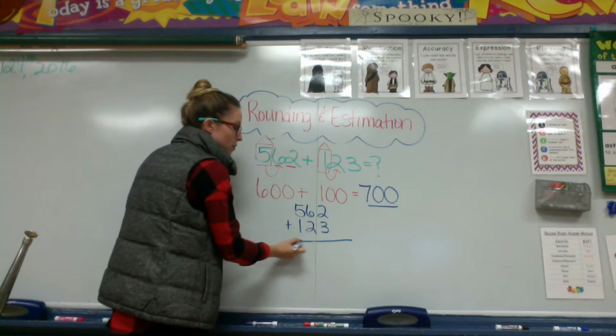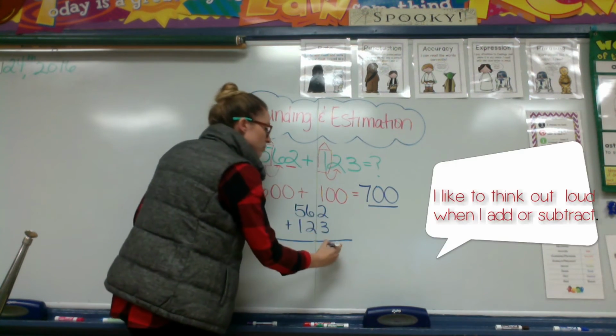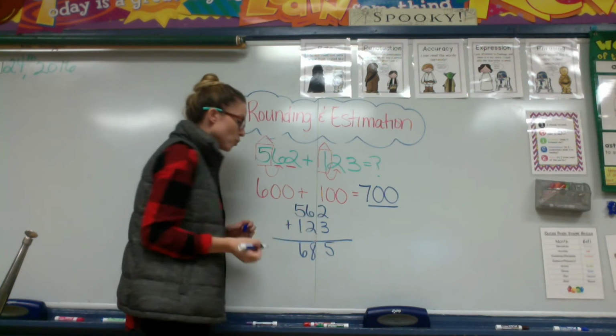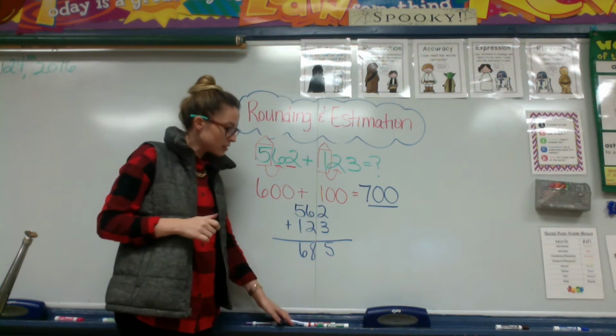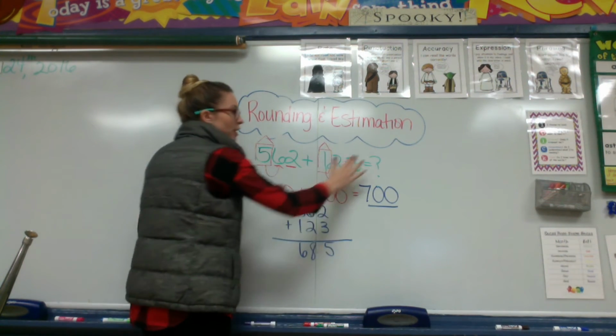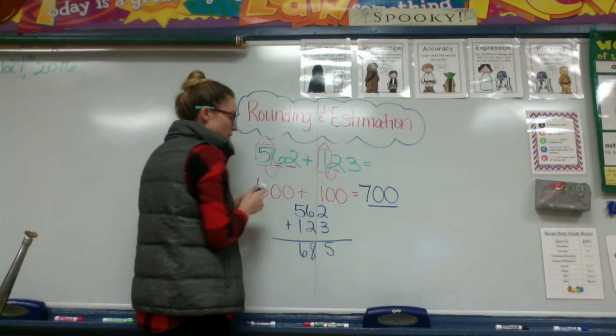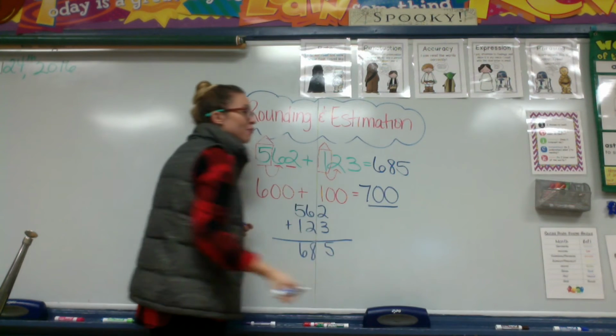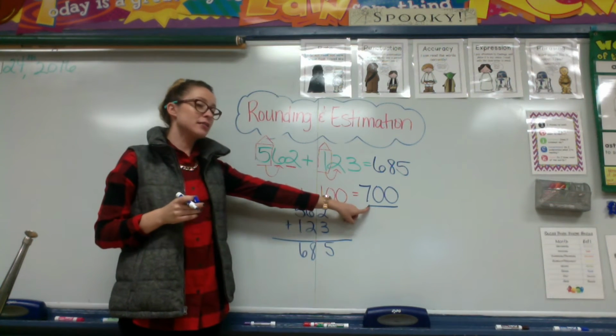Okay, so here we go. 3 plus 2 is 5, 6 plus 2 is 8, and 5 plus 1 is 6. So no regrouping here, but what we notice is that our actual answer, we'll erase the question mark now that we know that, is 685. If we look at our estimated answer, we got 700.